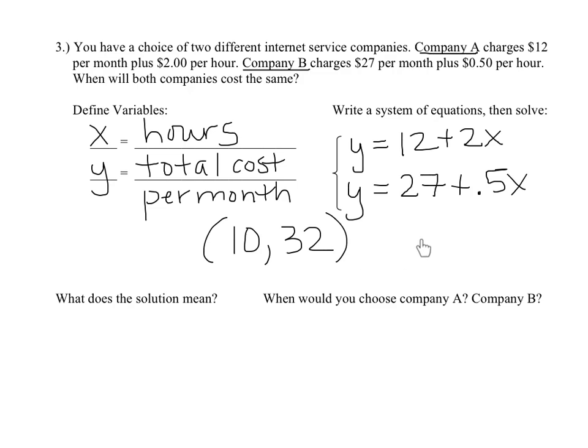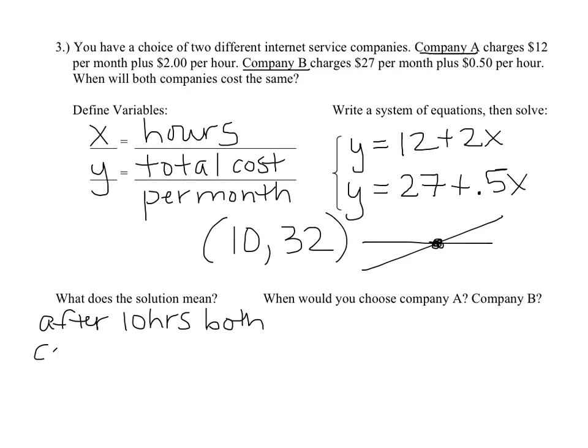So you got to keep in mind that this is the place where the lines intersected. If we have two lines that intersected, that's the place, the 10, 32, that's the place where both the companies cost the same. So what does the solution mean? Well, this solution means that after 10 hours, both companies charge $32. All right, so that's how much they cost at the same time.